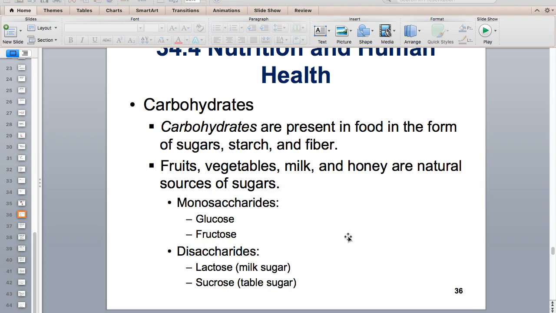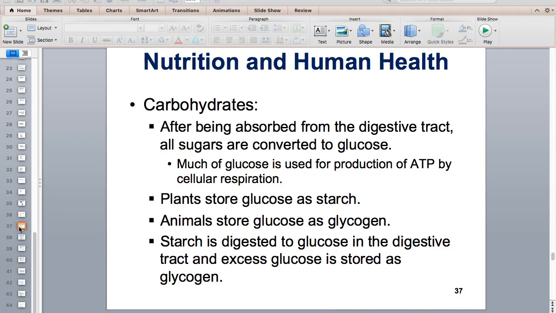We know a lot about this. I think there are things that we commonly talk about, and we talked about this before. So we talk about carbohydrates, present in the form of sugars, starch, and fiber, right? Glucose, carbohydrate. Disaccharides like lactose and sucrose are carbohydrates, okay? So fruits, vegetables, milk, and honey are natural sources of sugars or carbohydrates. Okay, so we should know examples of carbohydrates.